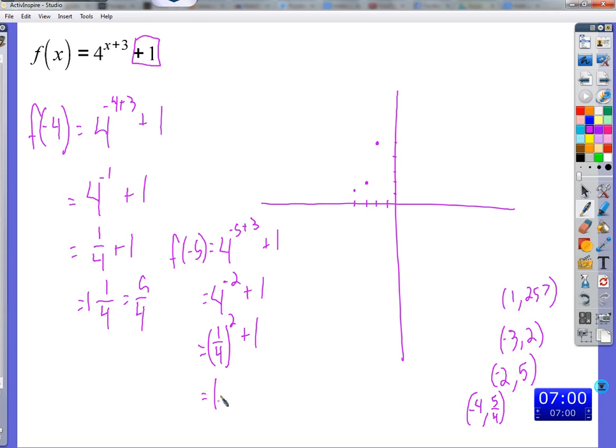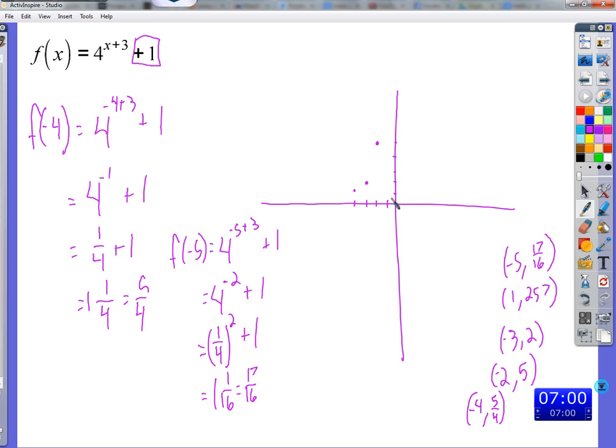1/16. So we have 1 and 1/16, or 17/16. Or, you know, go to 1 and go 1/16 more than that. Another point, negative 5 and 17/16. Well, I'm just barely above 1 here.